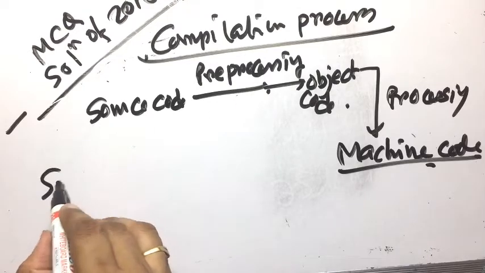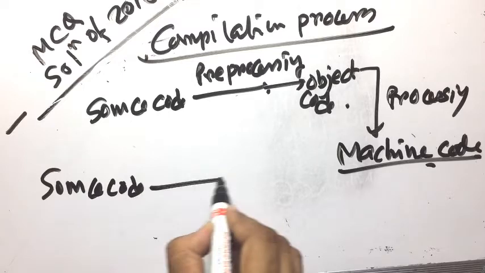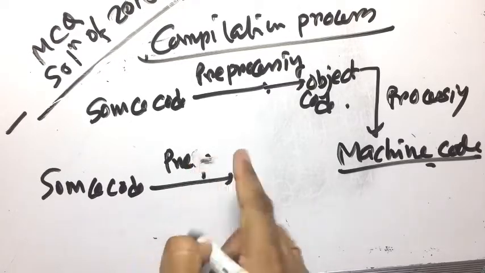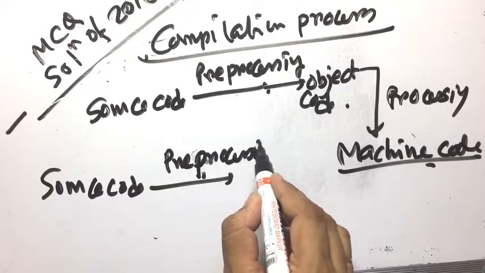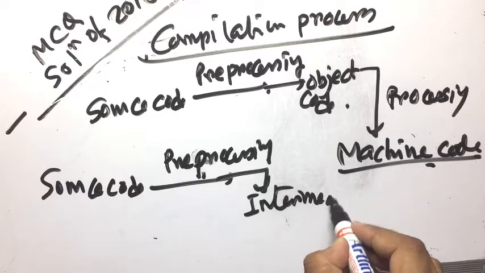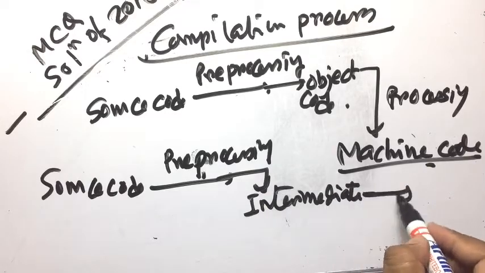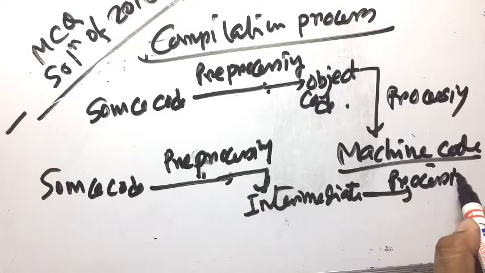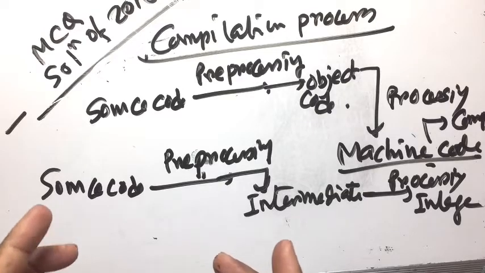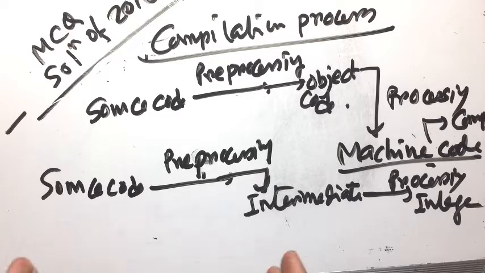In interpretation: source code, pre-processing, intermediate code, processing, interpreter. And in this case: machine code, processing, compilation. So these are the concepts through which you can explain compilation and interpretation.